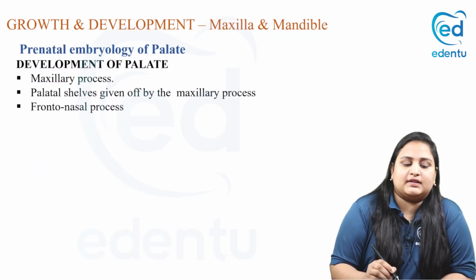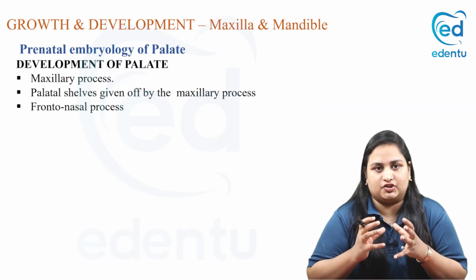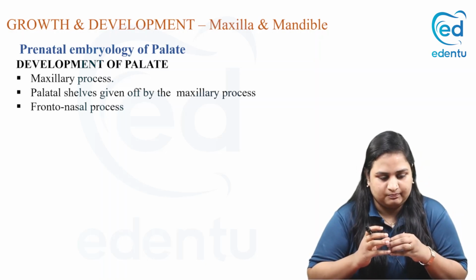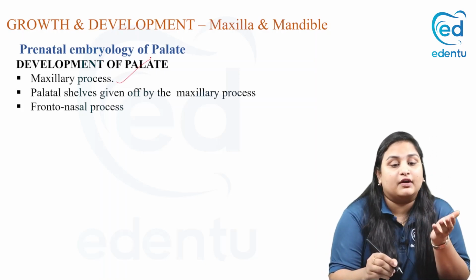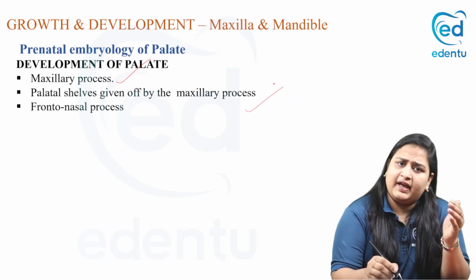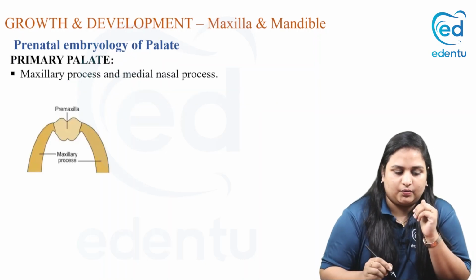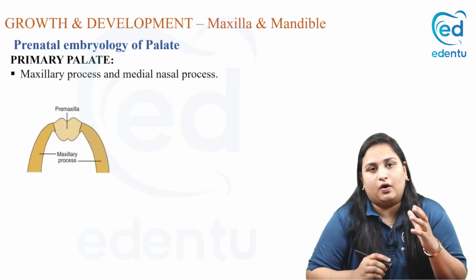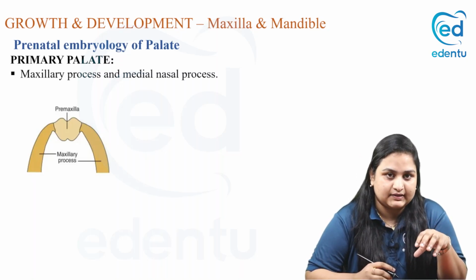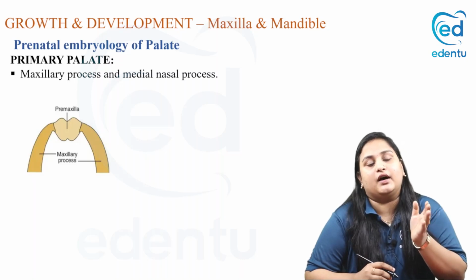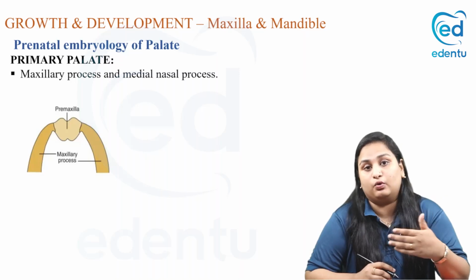Now, what is the palate consisting of? What are its components? It's not a unit-derived structure. It's a derivative of 3 different structures: the maxillary process, the palatal shelves given off by the maxillary process, and the anterior part given off by the frontonasal process. There are 2 stages in which the palate formation is complete. First we have the primary palate, which at a later stage of development is transformed into a secondary palate, which is more ossified.